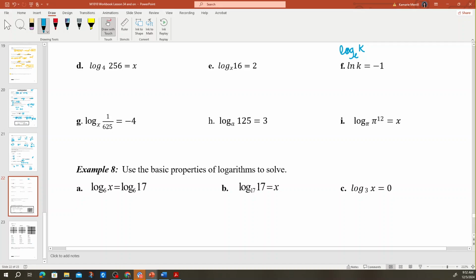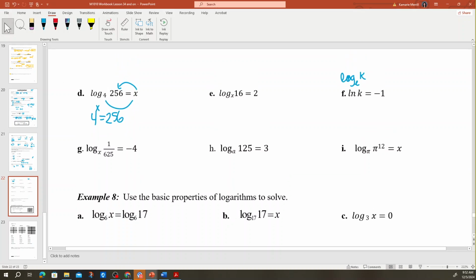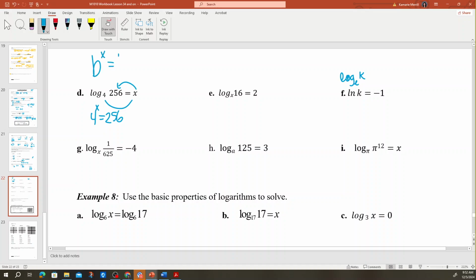Exponent. You turn to an exponent. So I would say, well, 4 to the x is equal to 256. And so this introduces another strategy. Another strategy is to manipulate and create that one-to-one principle that I just told you on the other page. You guys can refer to your other page if you want.